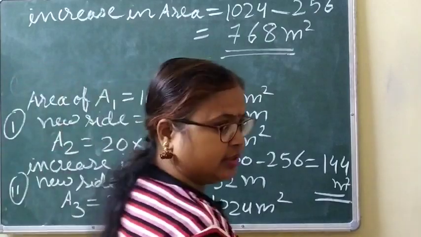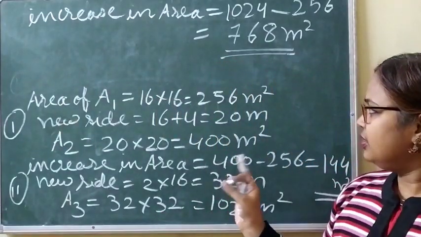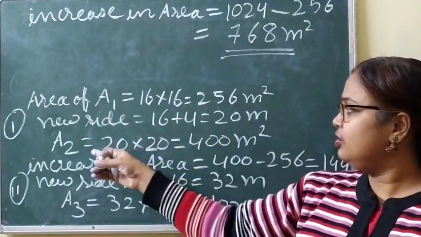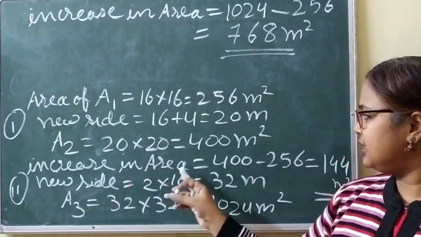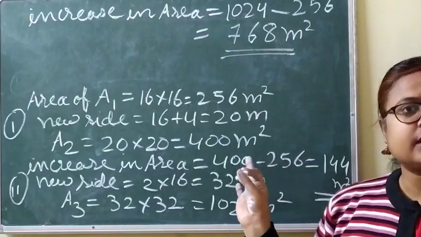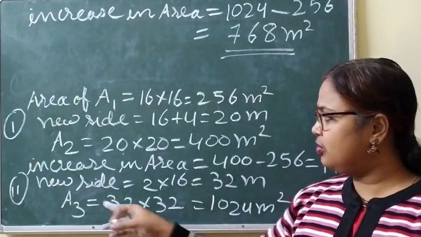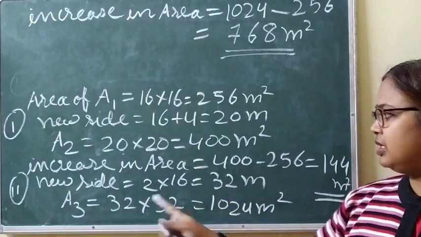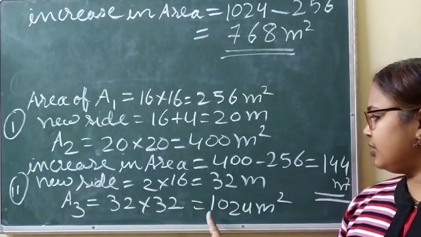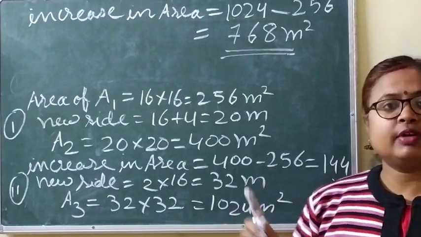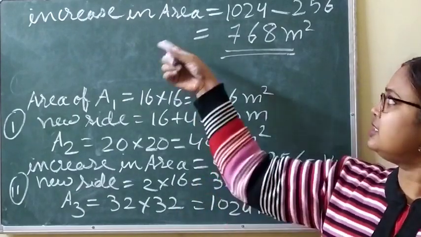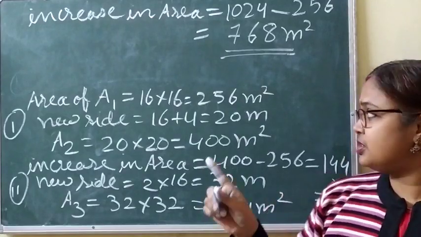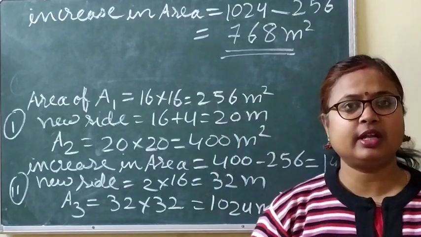So this is the second part, and this is the answer of sub part 2. Clear? I hope there is no problem. First area A1 256, new area 400, increase in area 400 minus 256, that is 144. Again sub part 2, new side is double, 2 into 16, so 32 meter. Area will be 32 into 32, 1024. Increase in area will be 1024 minus the original one, 256 square meter.